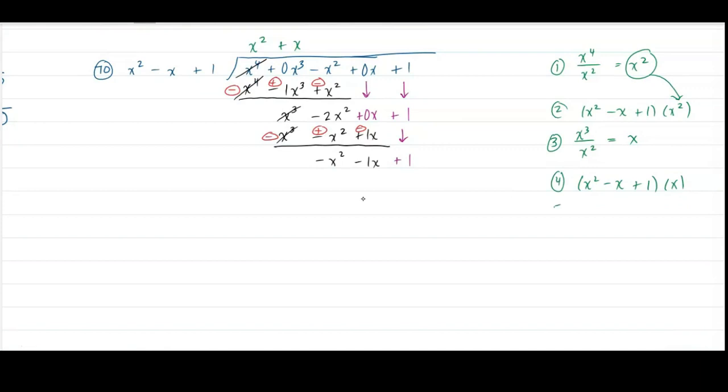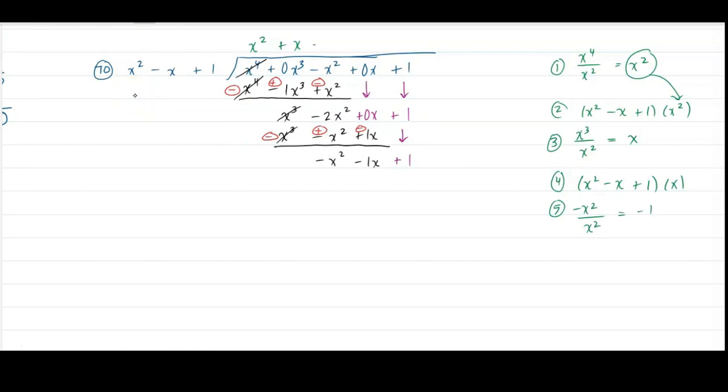So let's go ahead and start. Step number 5, in a sense. You're going to take the first term out front, which is negative x squared, and you're going to divide it by x squared, the first term of the divisor. And this time what you end up with is a negative 1.